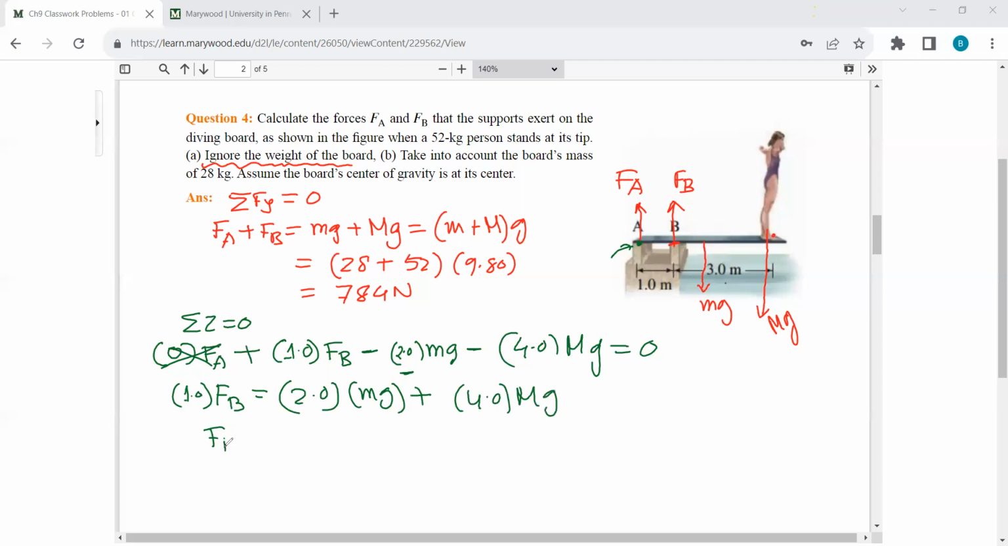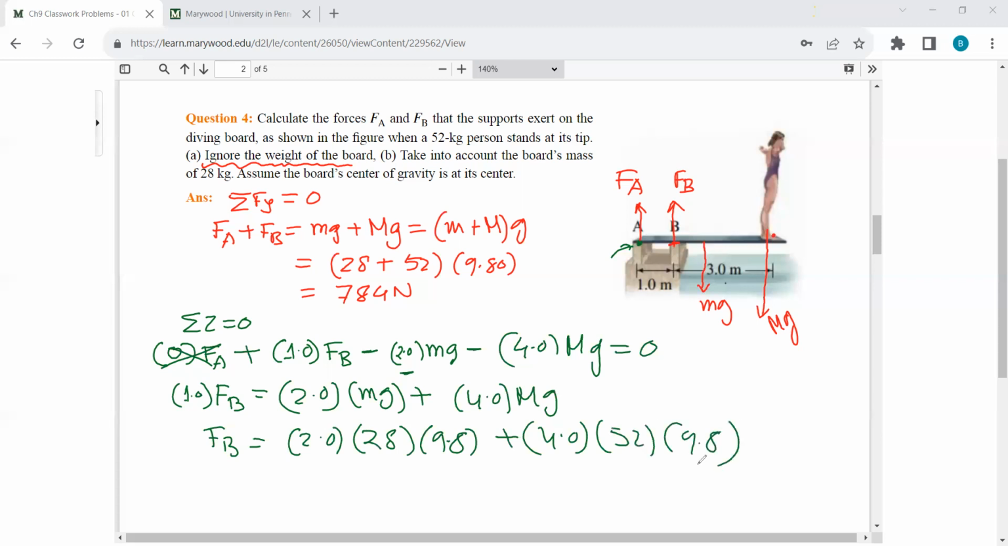Okay, so FB is equal to 2, M is 28 kilogram, G is 9.8, and then this is 4, the lady is 52 kilogram and 9.8. So altogether we get FB is equal to 2587.2 Newton. Okay, so this is the force and this is positive, so that's good. Now we have to calculate Fa.